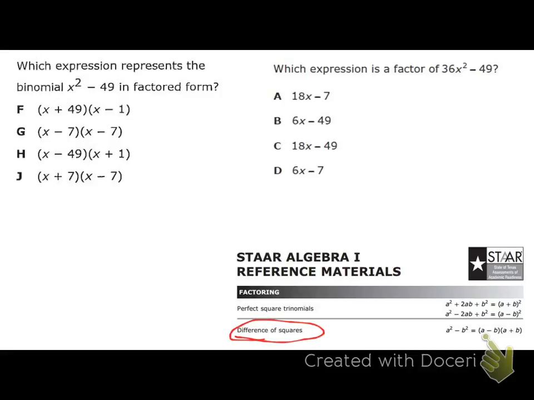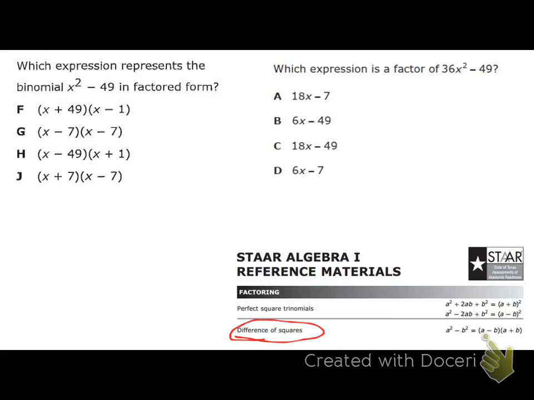That's called a difference of squares, because it's a difference, since it's subtracted, and it's squares because these are both perfect squares. X times x is x squared. 7 times 7 is 49. Here, these are perfect squares because 6x times 6x gives us this, and 7 times 7 gives us this. If we have a binomial in this form, we have a shortcut that we can do.